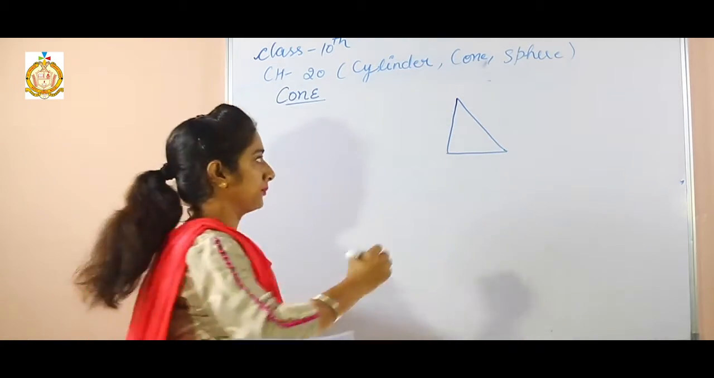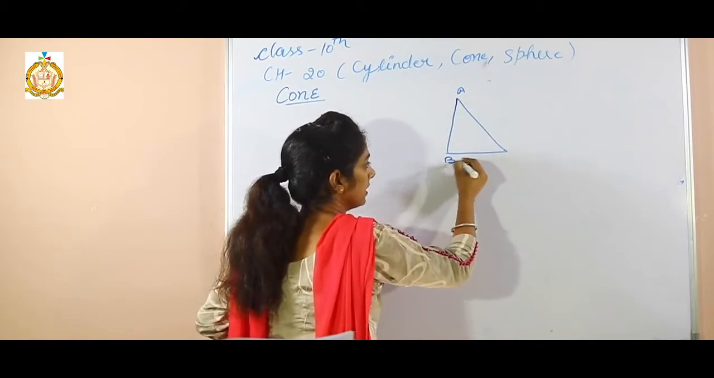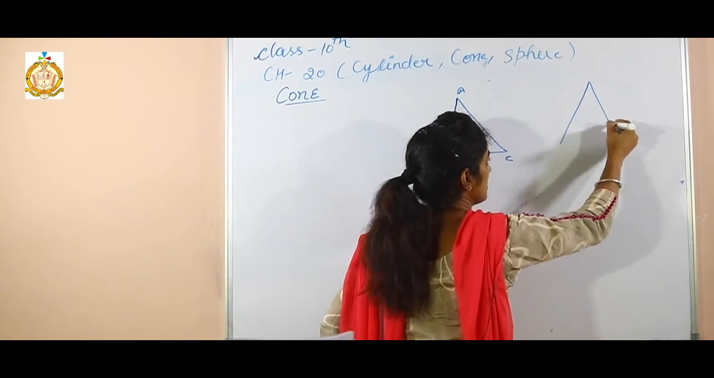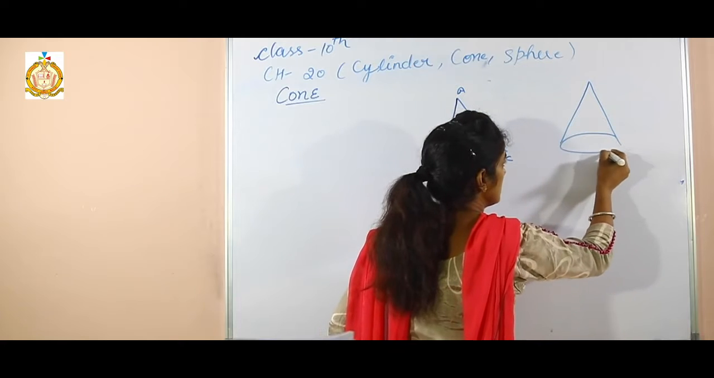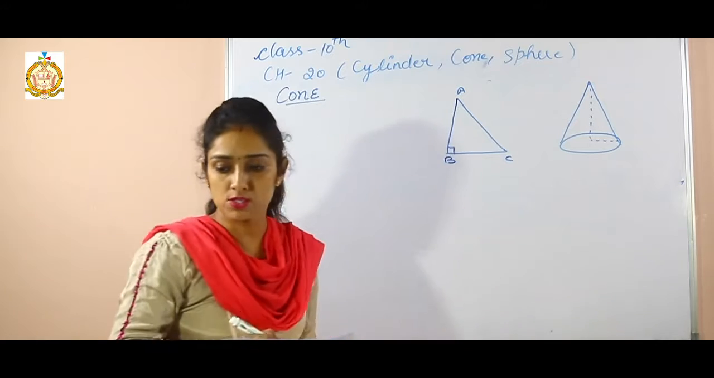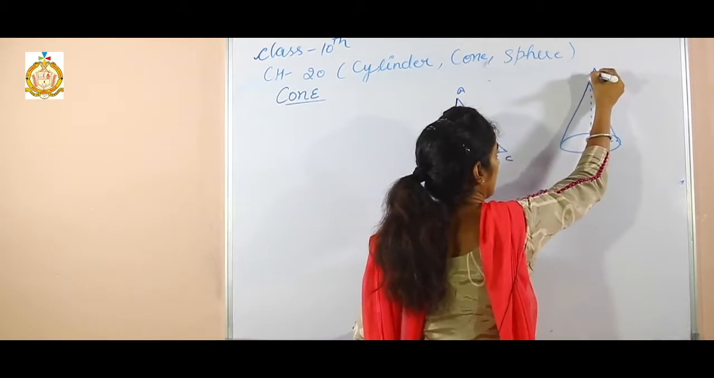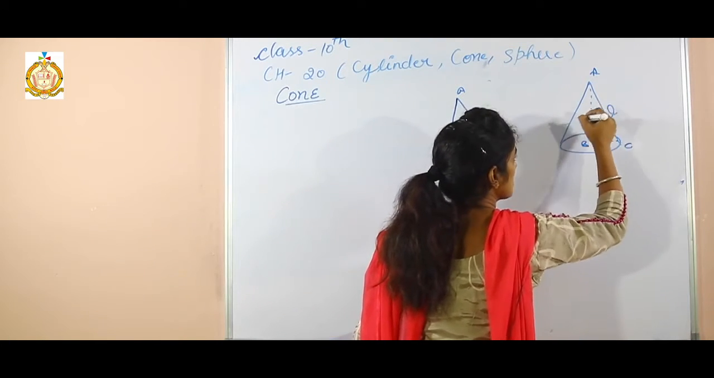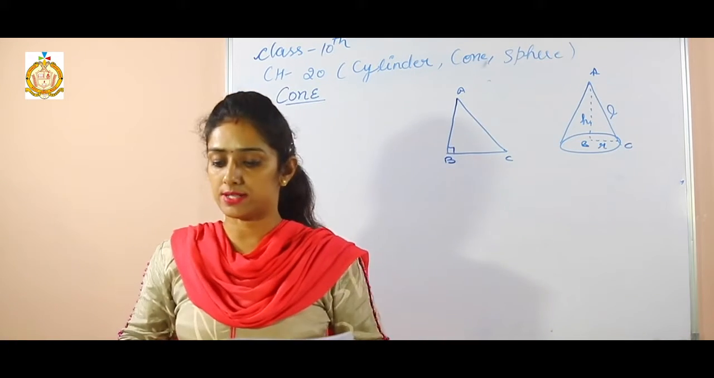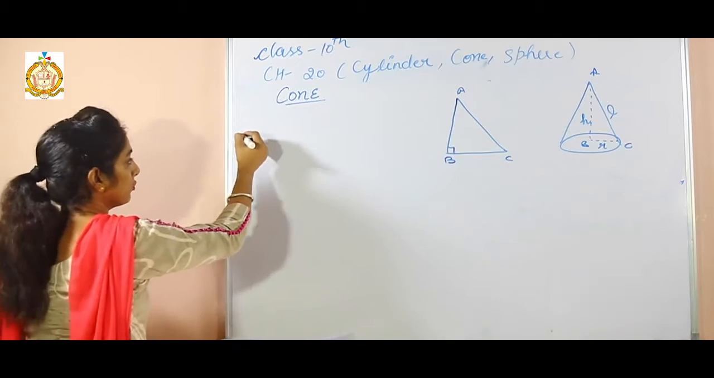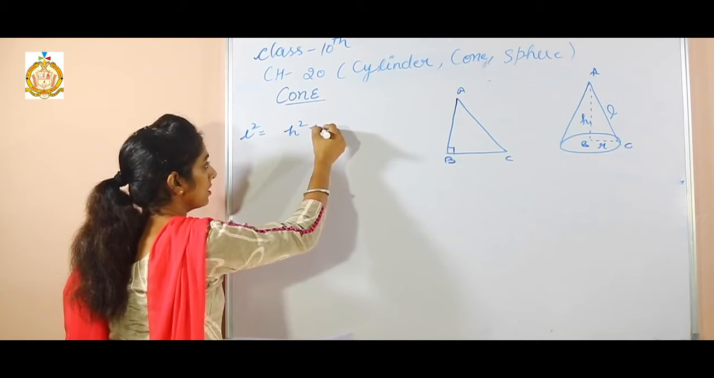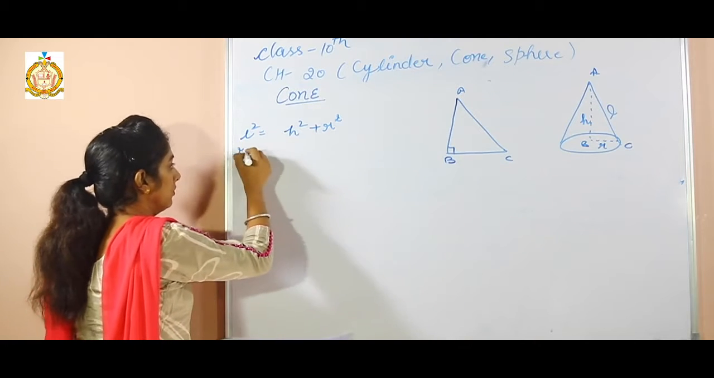Now, let us suppose this is a right angle triangle. When we roll it, this is A, B, C, and it becomes like this cone, which is A, B, C. This is the slant height, this is the height, and this is the radius. Now students, when we have to find the slant height, L square is equal to H square plus R square.